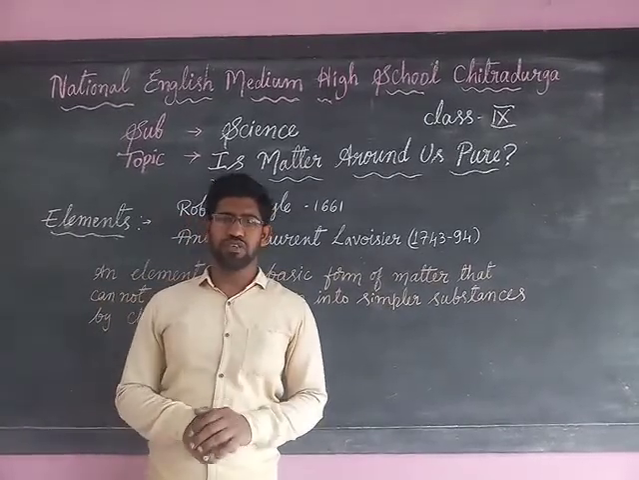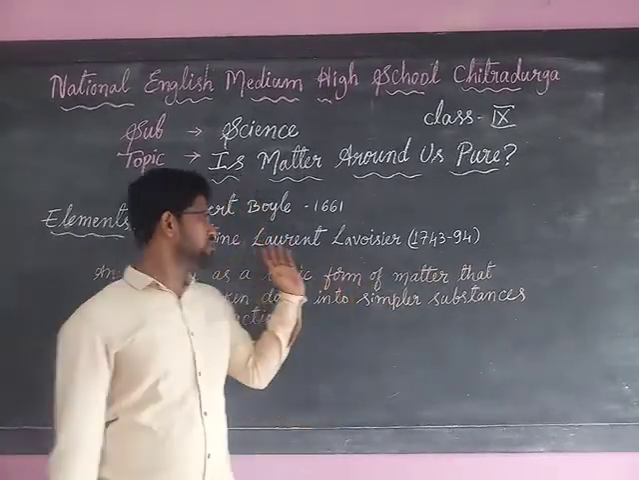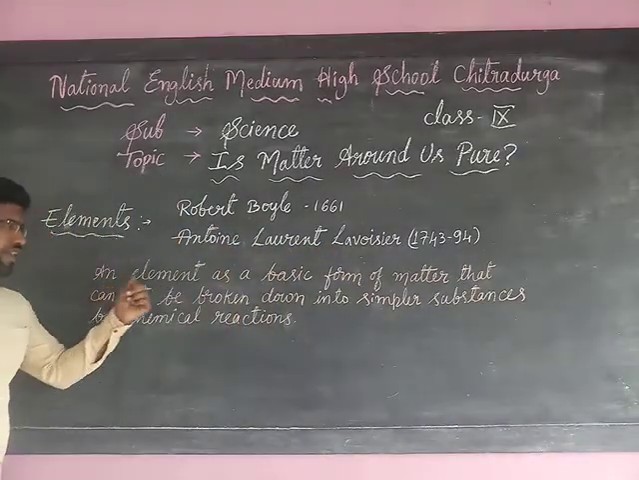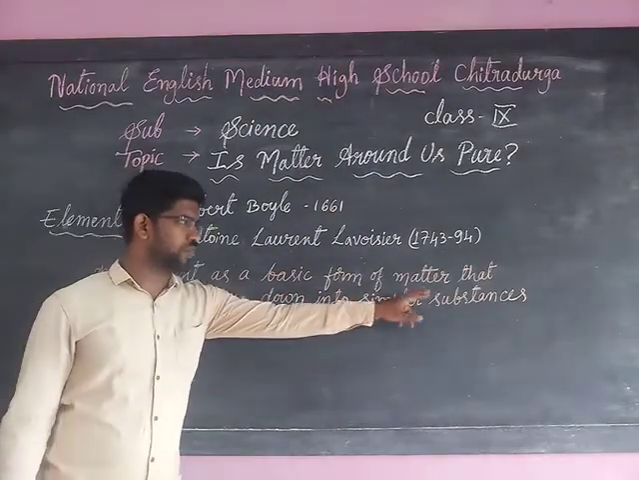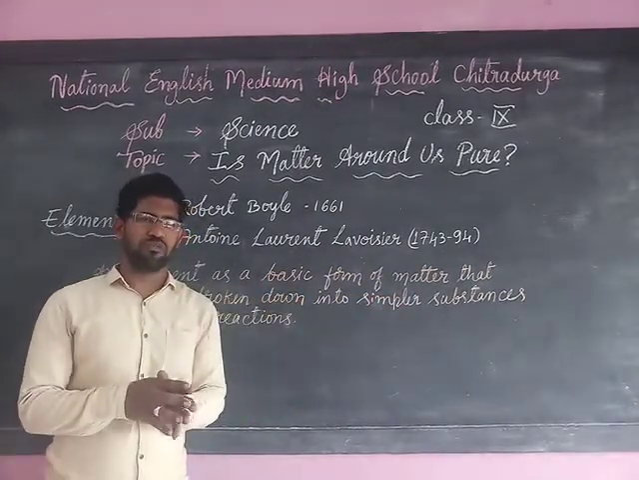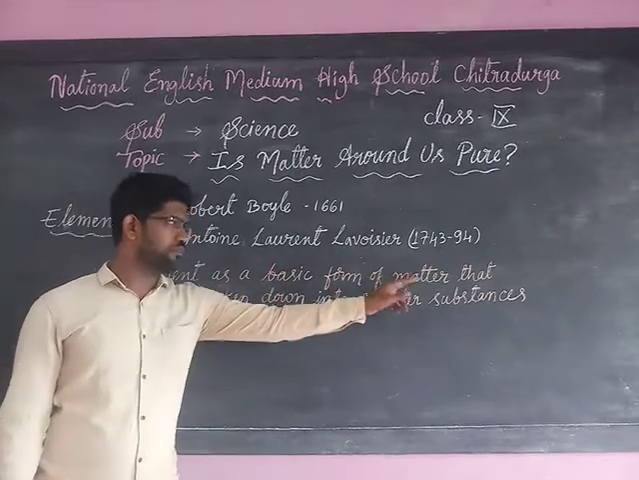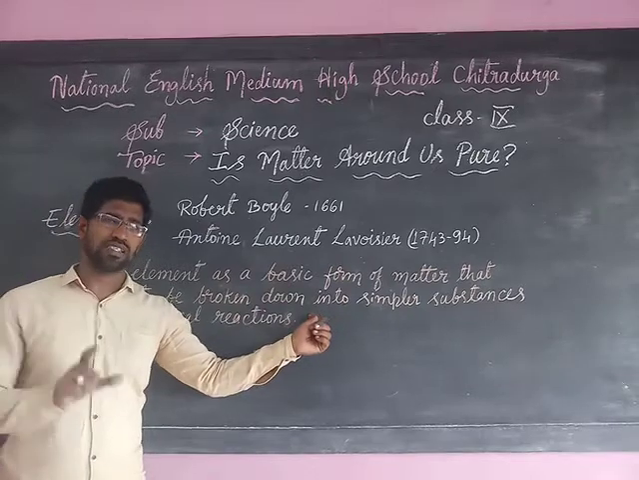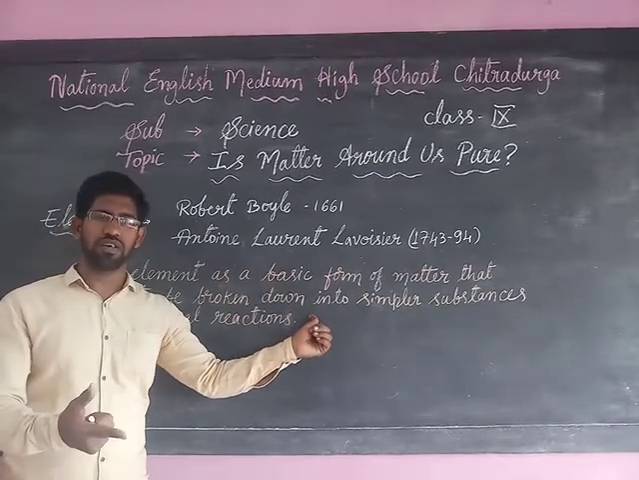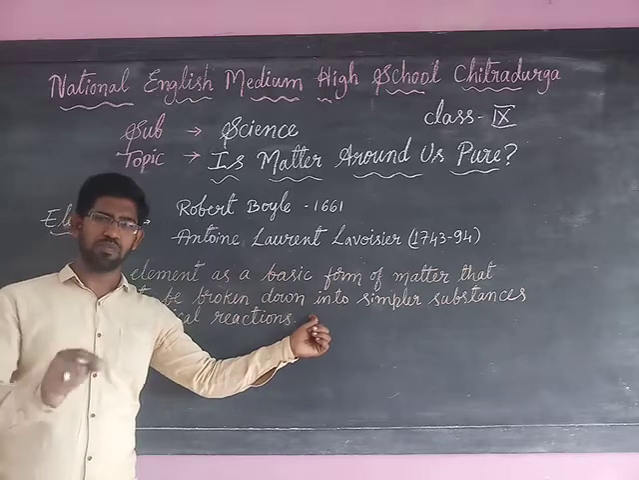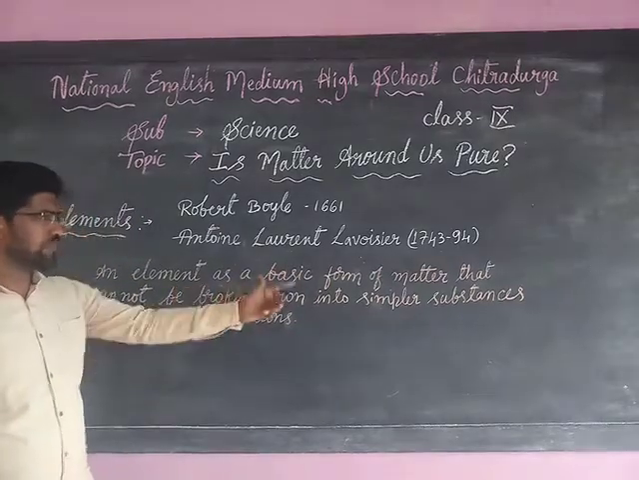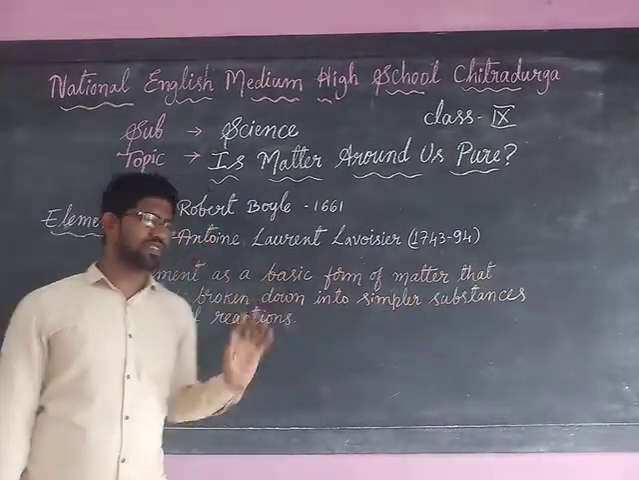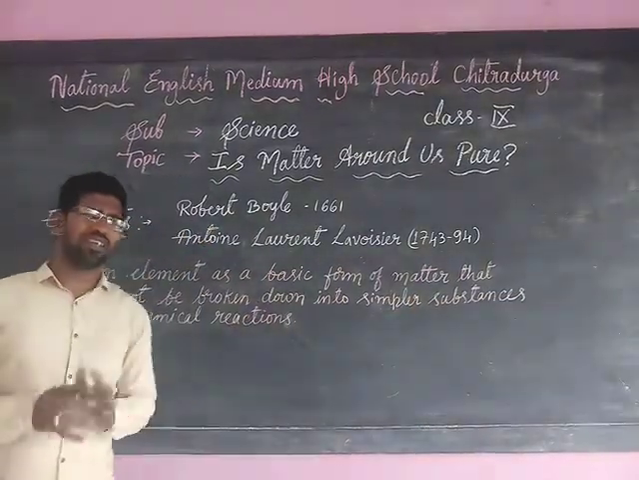What is the definition? It means what is an element? According to Antoine Laurent Lavoisier, he gave the definition: an element is a basic form of matter. Basic form means a starting form. So it is a basic form of matter that cannot be broken down. Remember, it is the smallest particle. Further, we cannot break it down. We cannot break that much small particle. So that's why it is a basic form of matter that cannot be broken down into simpler substances by any chemical reactions.